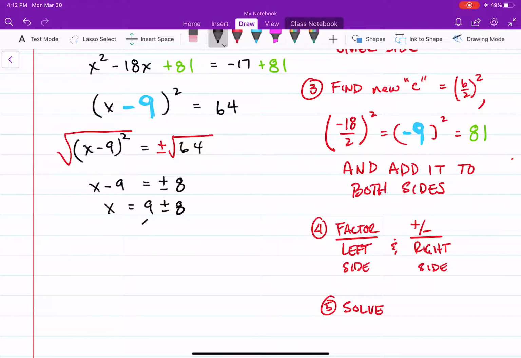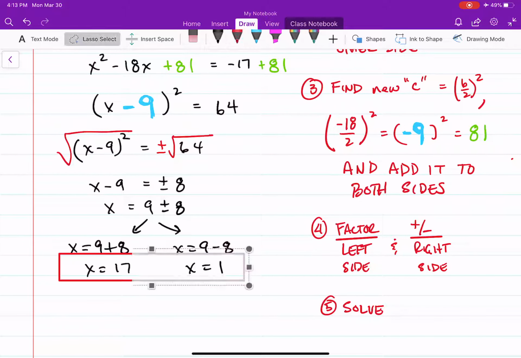So I have two answers here. x is equal to 9 plus 8, and x is equal to 9 minus 8. So x is equal to 17, and x is equal to 1. So there is my answer.